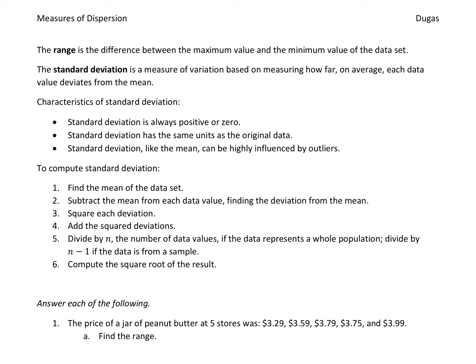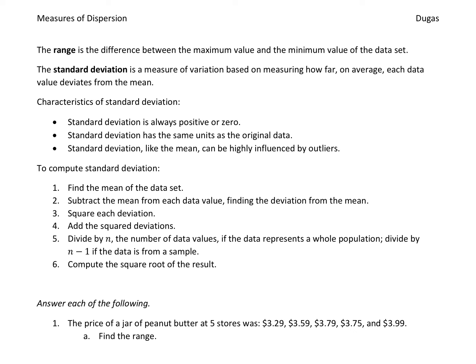So one way to measure dispersion is the range. The range is simply the difference between the maximum value and the minimum value. So you just subtract largest minus smallest and you get your range. That tells you the difference in your extremes.